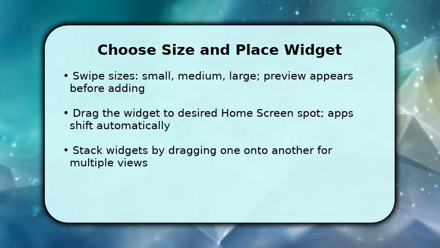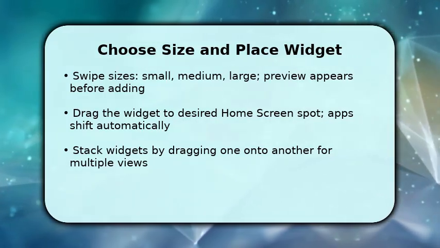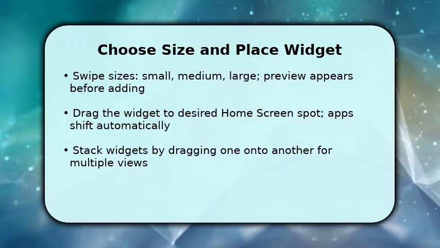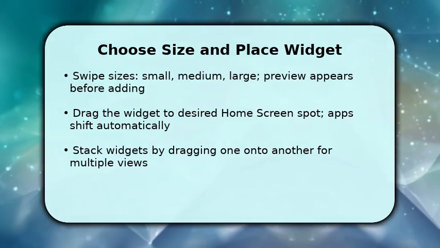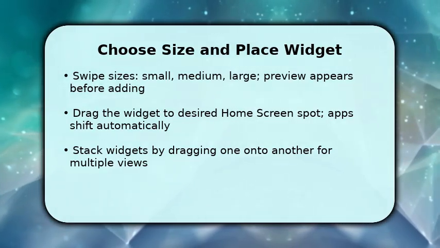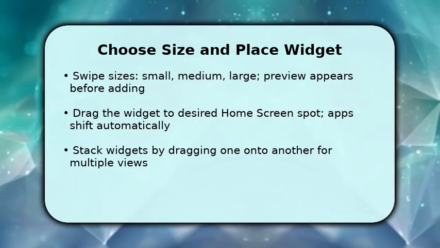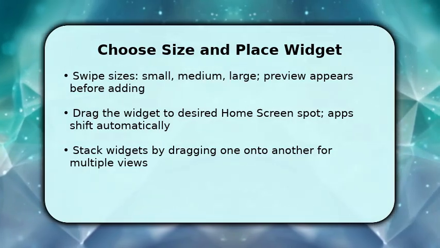After selecting Add Widget, drag it to the exact home screen position you want. Icons and widgets will shift to make room. If you need more than one, drag a widget onto another to create a stack. This saves space while letting you swipe through multiple widgets.